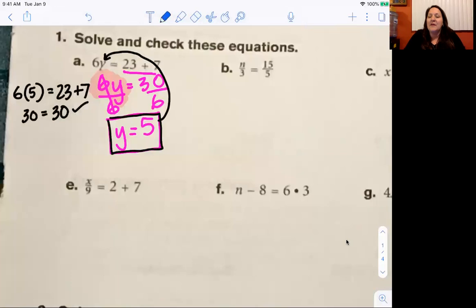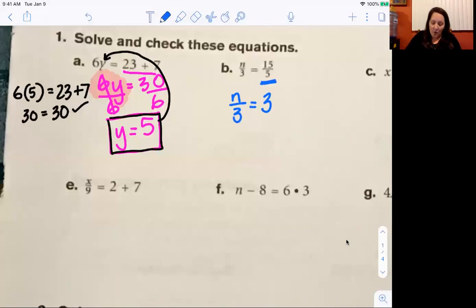I have n divided by 3 equals 15 divided by 5. First thing I need to do is to work this in order of operations. Just like with A, I had to do 23 plus 7 first. What do you think we should do first here? We should do 15 divided by 5. We're going to get it all squared away so that it's easier to work this problem out. What is 15 divided by 5? It is 3. So I have n divided by 3 equals 3.